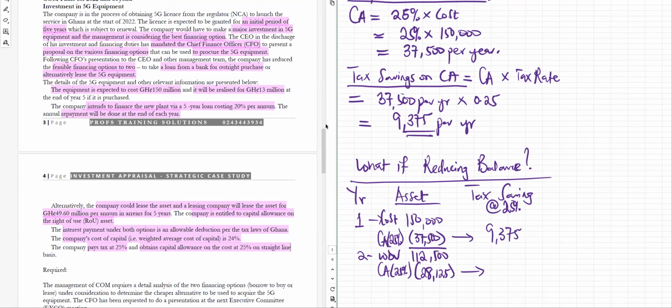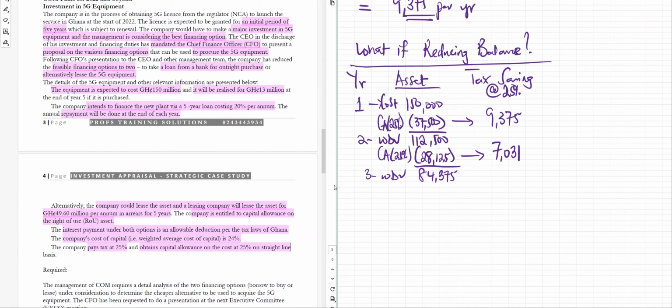So 28,125, the same way, we'll save 25% tax as well, and that gives us 7,031. Okay, the same way we take this out. So 112,500 minus our 28,125, and that gives us 84,375 carried on to the next year. So the written down value for year 3 will be this.